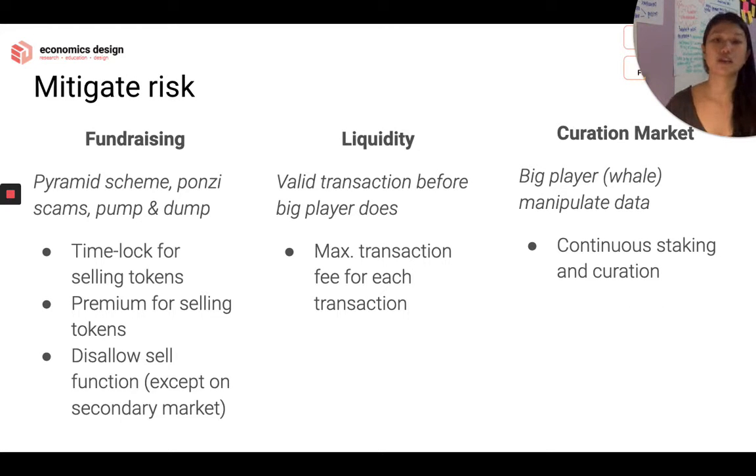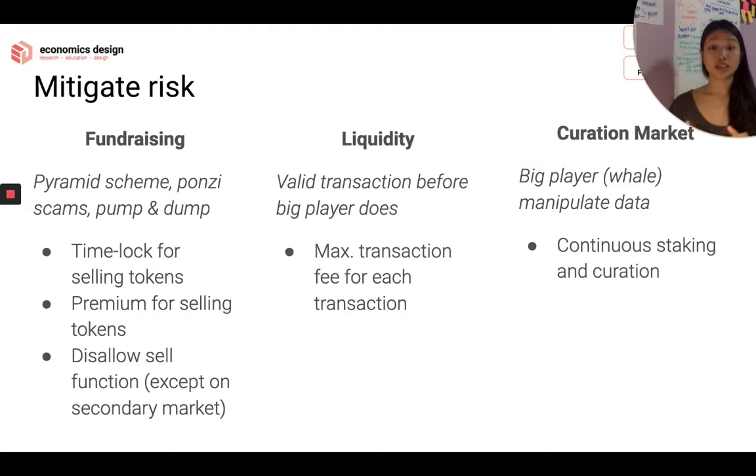What about the risks and how to mitigate them? When fundraising, big problems are pyramid schemes, Ponzi scams, and pump and dump. These are common scams and common risks involved, and it's a lot more evident in fundraising. Also, because when we talk about the math, everything is just governed by math. You can hack it, and you can design the math in a way where it's a Ponzi scheme. So how do you mitigate that risk?